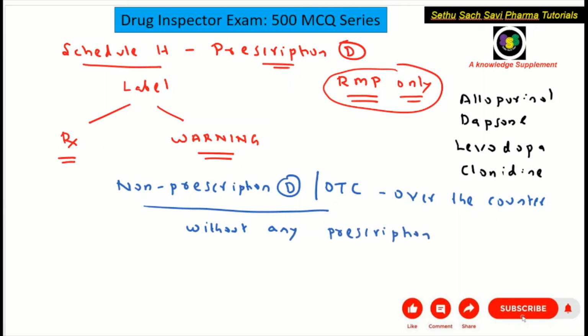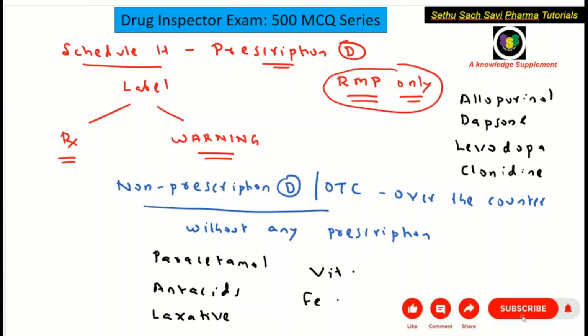The common examples you all know: the analgesics like paracetamol, antacids. There are a lot of drugs, antacids. Some of the examples which have come in the previous drug inspector exam: laxatives, vitamins, iron tablets. So they come under the category non-prescription drug or OTC drug.